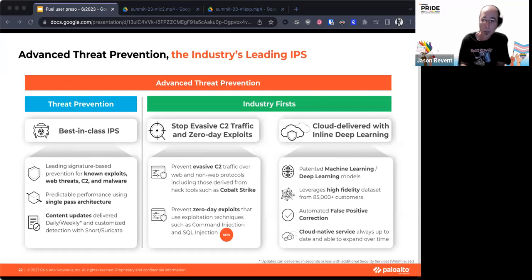PAN-OS 10.2 launched unknown C2 detection, including detection of evasive hack tools such as Cobalt Strike. PAN-OS 11 expands these prevention capabilities to zero-day exploits for techniques such as SQL injection and command injection that can result in remote code execution. These models have a very low tolerance for false positives and are also made available in global locations that are monitored continuously for availability and latency.